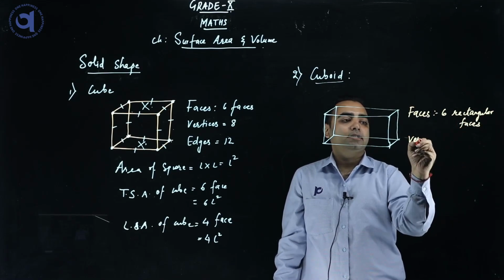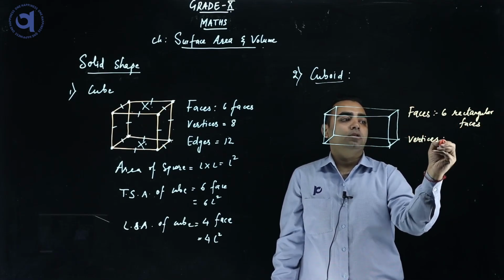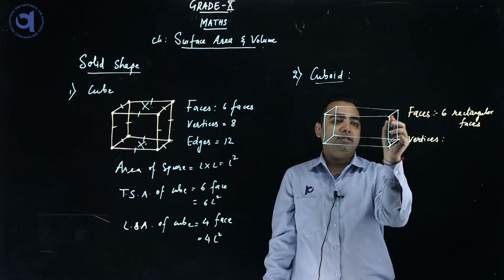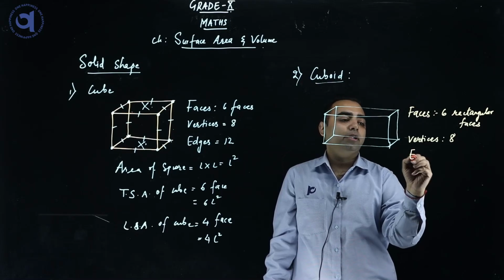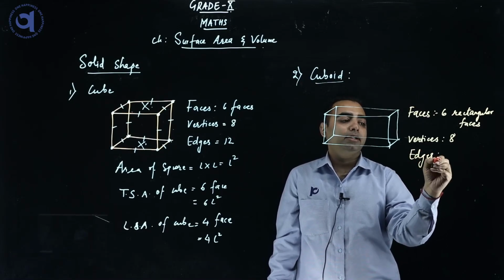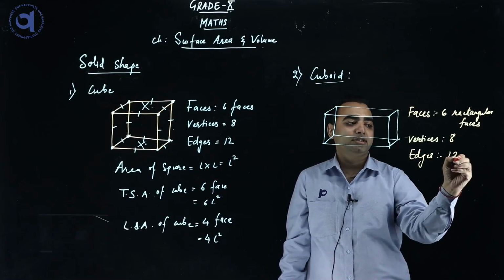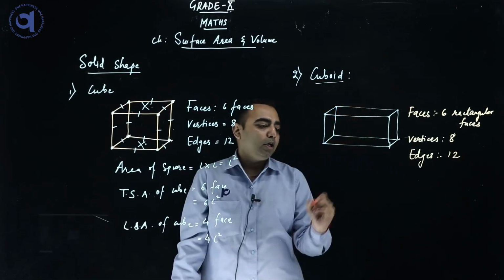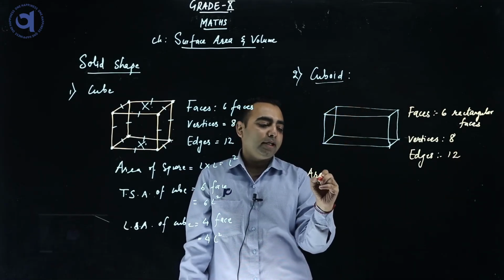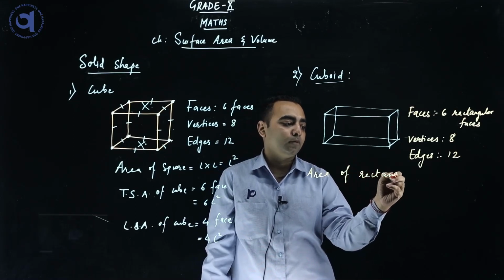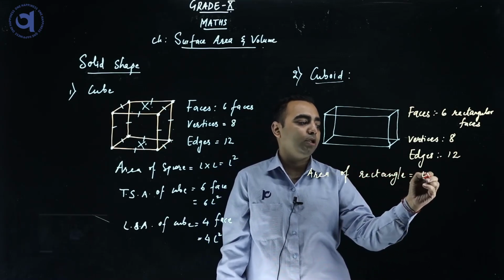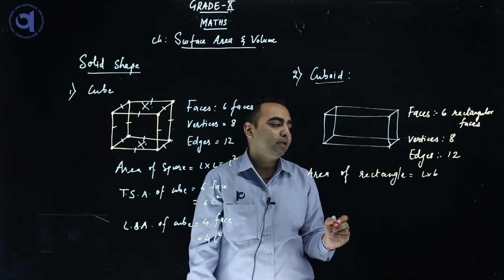What about vertices? If we consider the vertices, that is number 8. What about edges? That is also same as cube, so number of edges will be 12. Now if we are finding area of rectangle, what will be the formula? That is L into B, length into breadth.